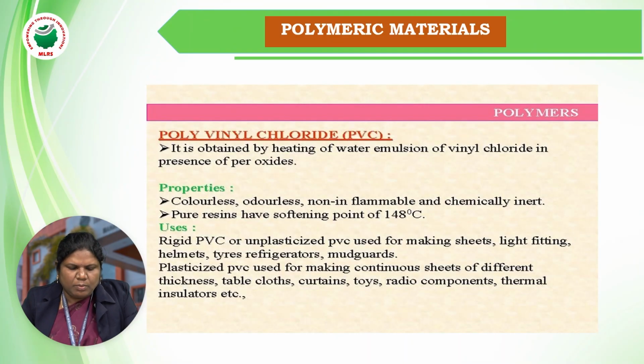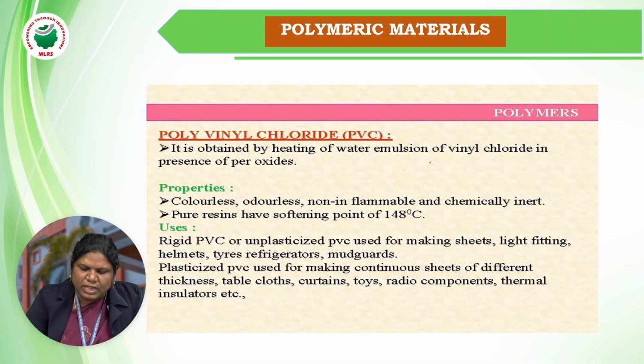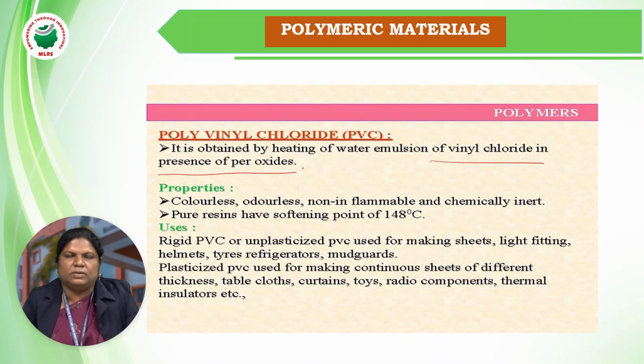Okay, next, polyvinyl chloride, PVC. It is obtained by heating of water emulsion of vinyl chloride in the presence of peroxide. We can see the PVC switchboards, PVC pipelines. So many day-to-day applications of the PVCs. This is one of the important polymers.